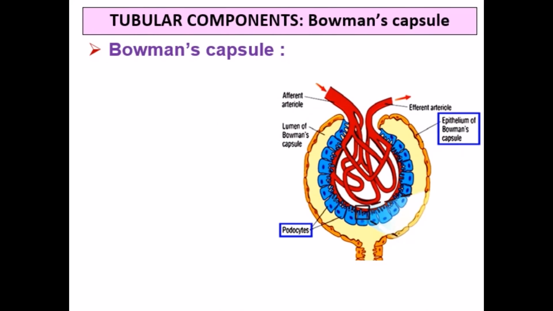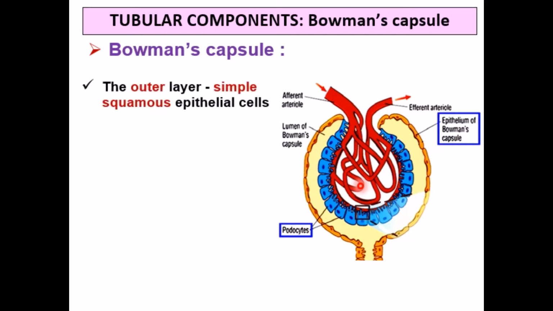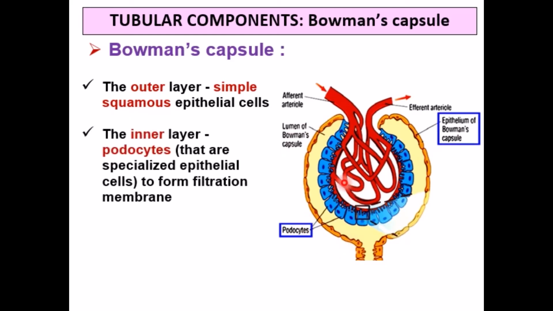The Bowman's capsule is the structure that encloses the glomerulus. The outer layer consists of simple squamous epithelial, and the inner layer consists of the cell that we call podocytes. The Bowman's capsule involved in the ultrafiltration process.